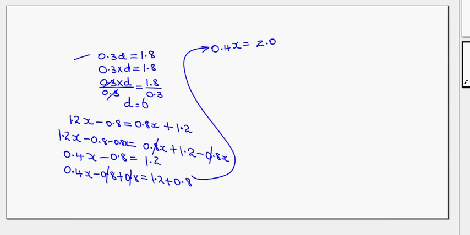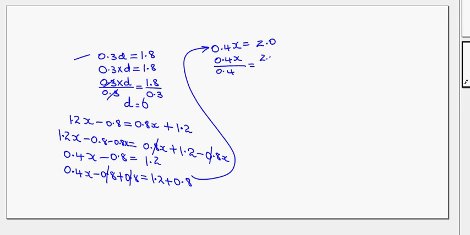2.0. 1.2 plus 0.8 is 2.0. So this is 0.4 times x. And I want to reverse 0.4 times x, which means I must divide by 0.4. This means 0.4 multiplied by x, so I'm going to divide by 0.4 now.